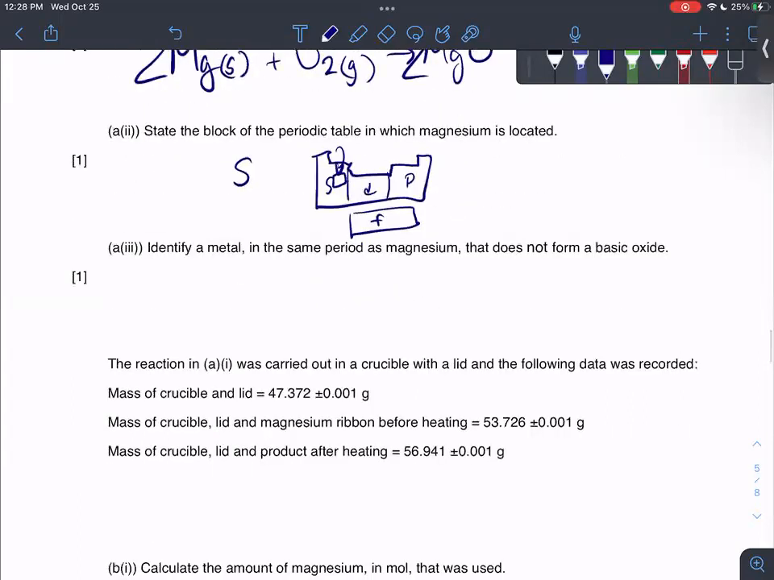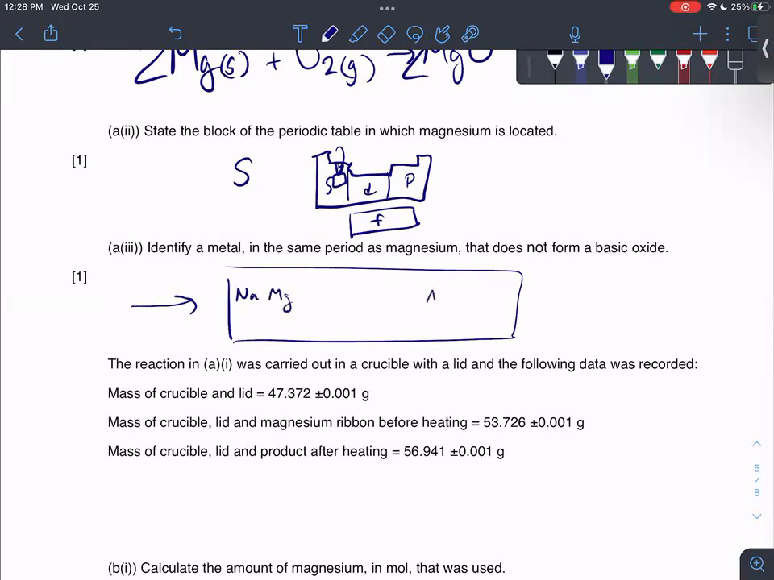Identify a metal in the same period as magnesium that does not form a basic oxide. If we're looking at our periodic table, periods are the ones that go across. Well, we have only sodium, magnesium, or all the way over here, aluminum. Those are the only metals that we're actually looking at. We know sodium can form an oxide, magnesium can form an oxide. It's actually aluminum that does not form a basic oxide.